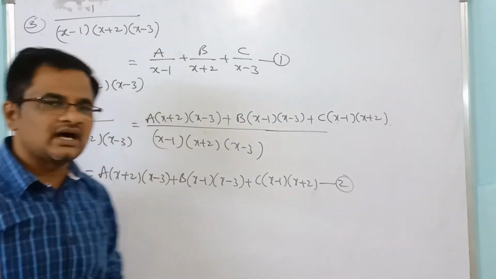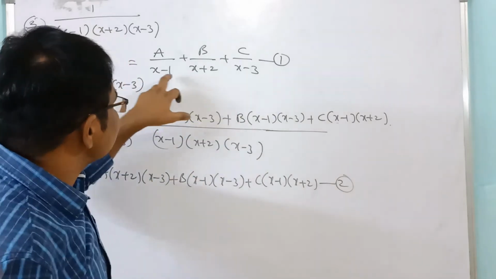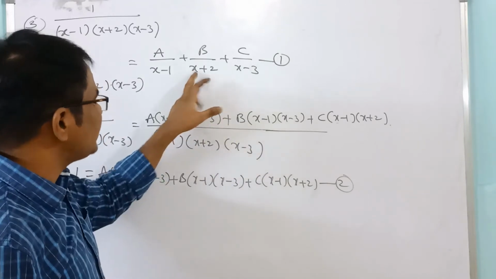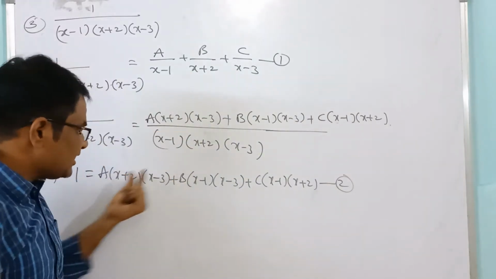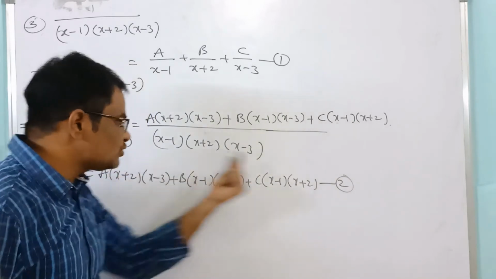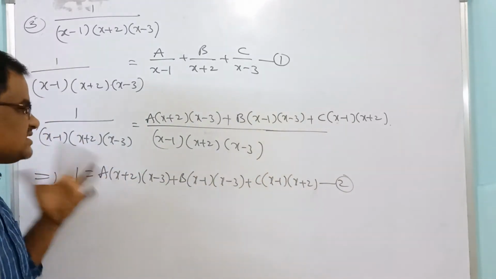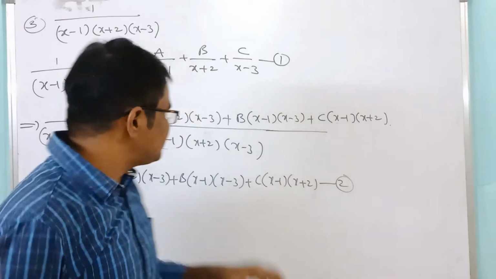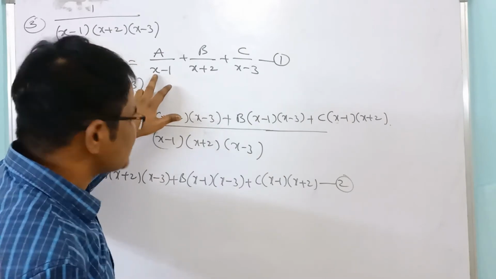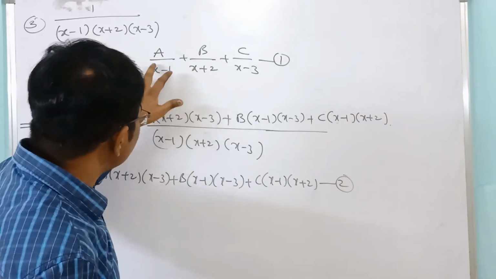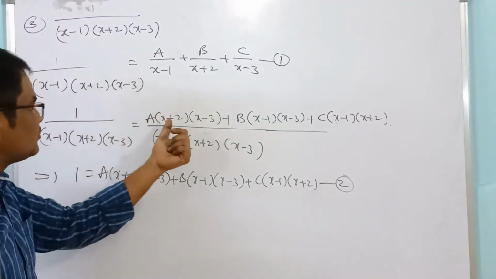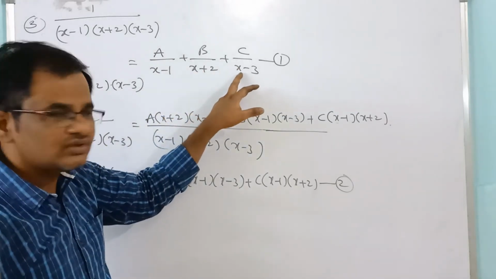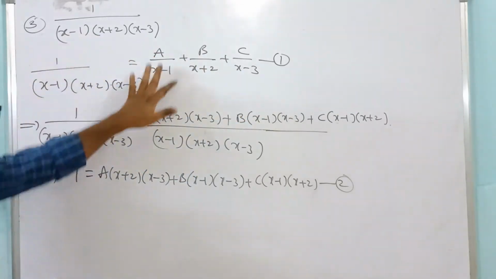For that, what are the substitutions? Here if you substitute x equal to 1, one value we will get. To get A, these two should become 0. To get B, these two should be 0. To get C, these two should be 0. So how to identify what we have to substitute? Just observe here: x equal to 1 makes this 0. So x equal to 1, x equal to minus 2, x equal to 3 we have to substitute. So there is also one direct method.